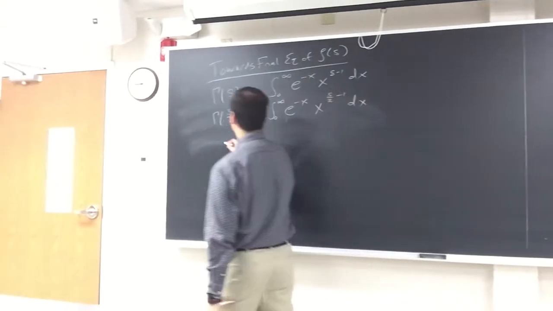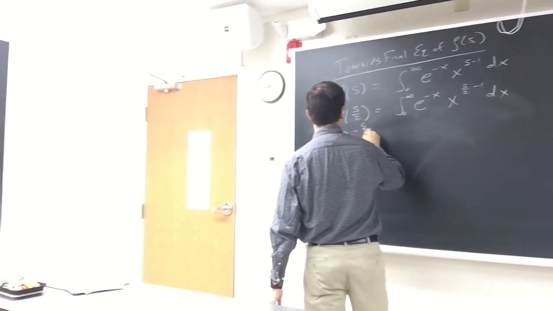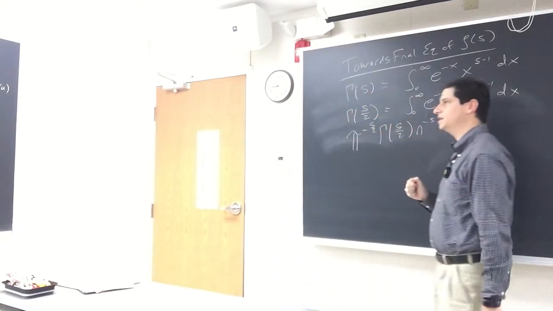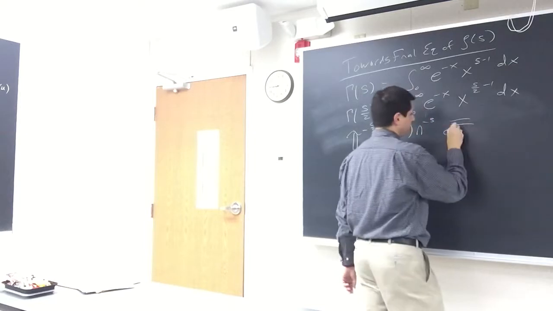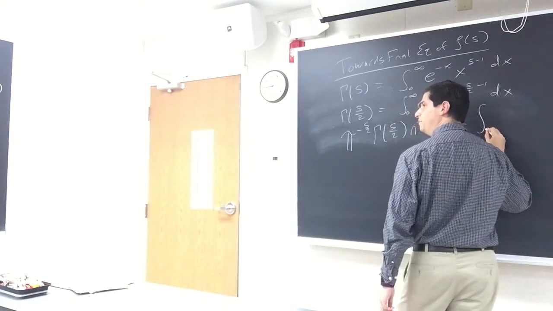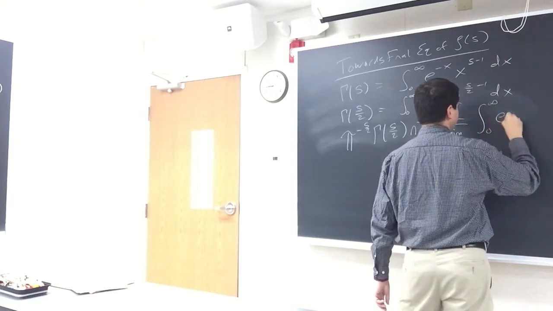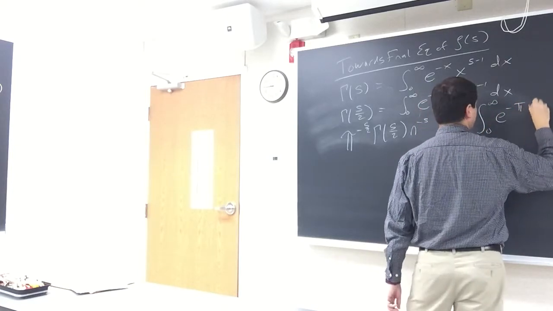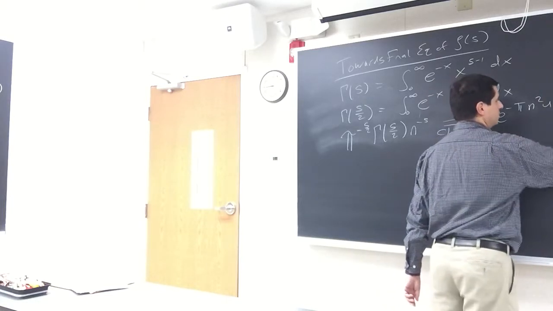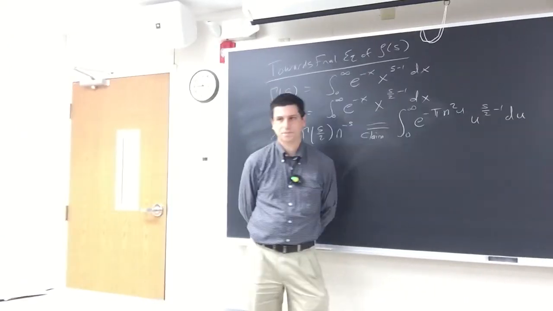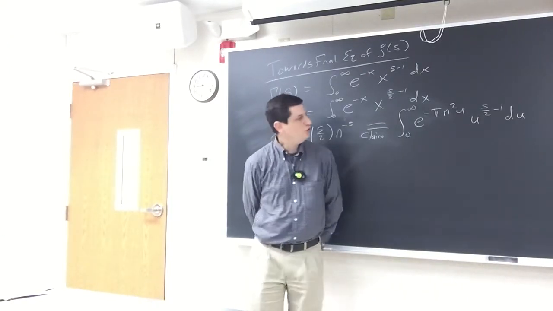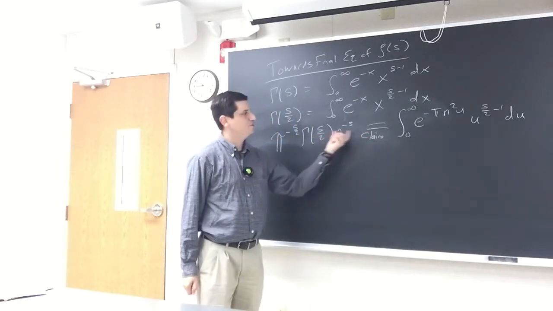And so I want to look at pi to the minus s halves, gamma of s halves, n to the minus s. And the claim is that this is equal to the integral from 0 to infinity of e to the negative pi n squared u, u to the s halves minus 1 du. Okay? So when we look at this, does this seem reasonable?